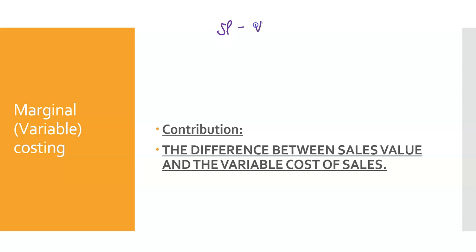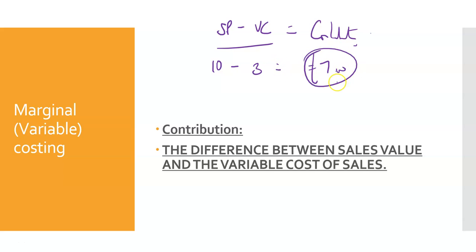Contribution, these are very much going back to the days of management accounting. Selling price minus variable cost is equal to your contribution. And what does that mean? If you're selling something for 10 and the variable cost or the marginal cost of making it is 3, then your contribution is £7. You're making £7. This is before fixed costs.